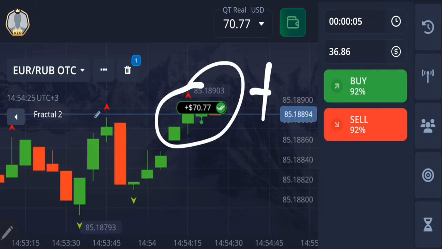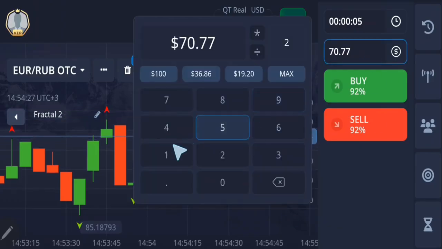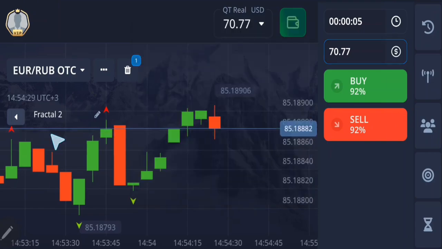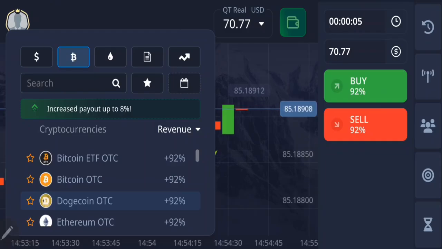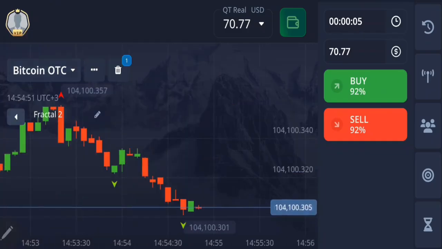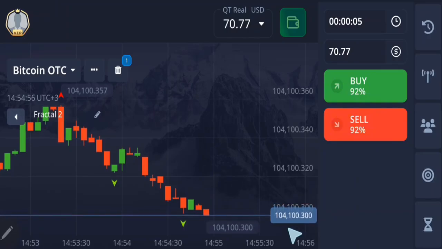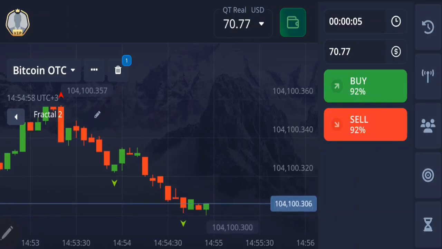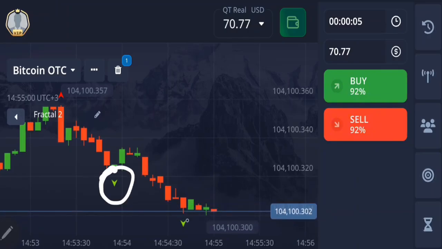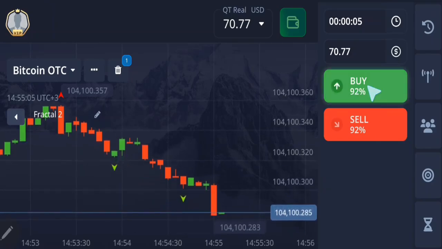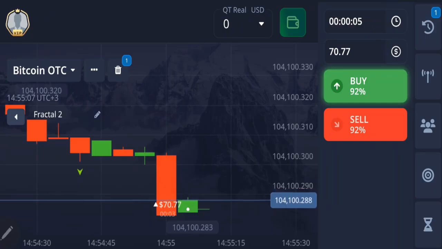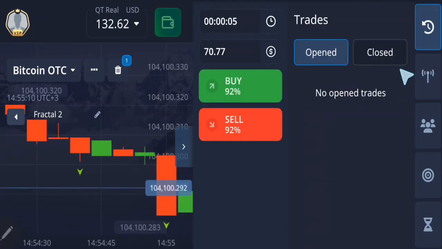Next, it's gonna be a $70 trade. So let's go with some cryptocurrency to diversify my trading experience. Let's pick one. Bitcoin OTC. Obviously, that's the most popular cryptocurrency out there, and here we see 2 green arrows at once. I'm gonna point them out for you. So here's the first one, and here's the second one. So that means I'm gonna buy another call option. It's gonna be a $70 call option, and the trade ends up with a profit.